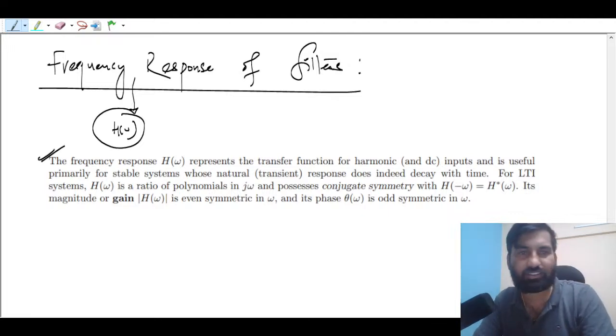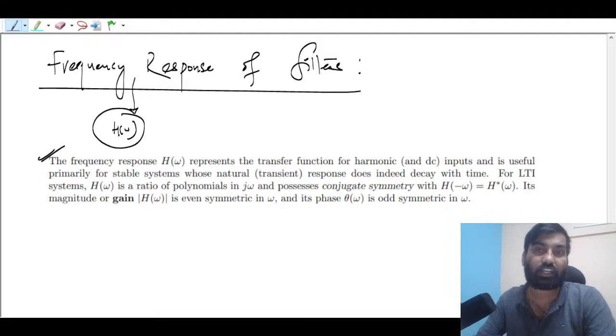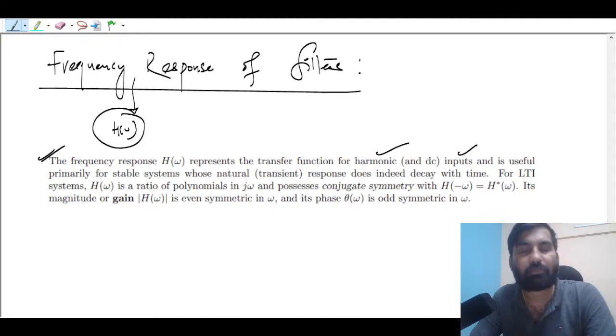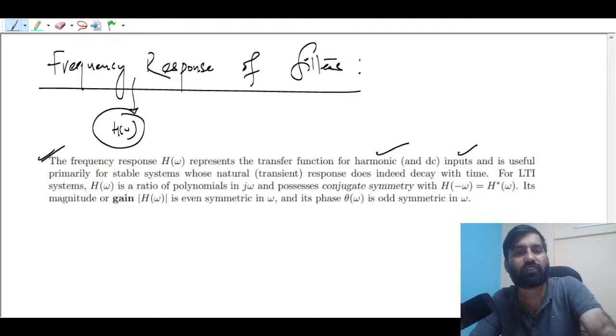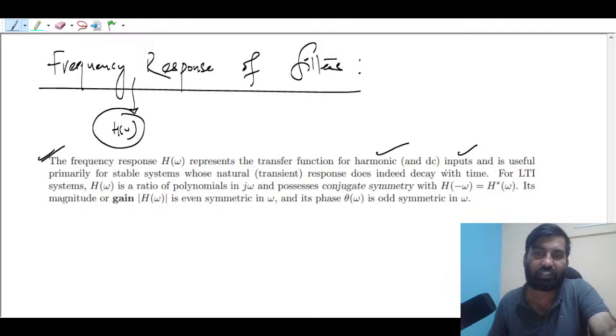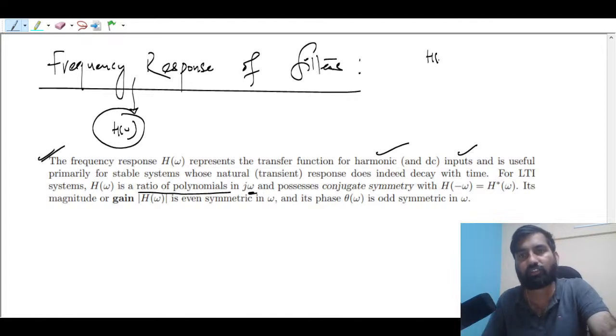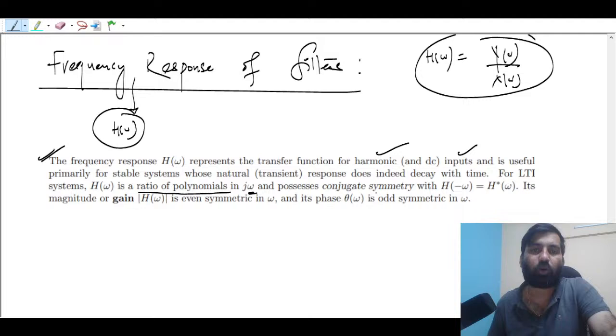You can read it. The frequency response H of omega represents the transfer function for the harmonic and the DC input, and is useful primarily for a stable system. Stable system का मतलब क्या है? The system whose natural or you can say transient response does indeed decay with time. For an LTI system, H of omega is nothing but what? The ratio of polynomials in j omega. That is H of omega equal to Y of omega by X of omega. ठीक है? And possesses the conjugate symmetry.